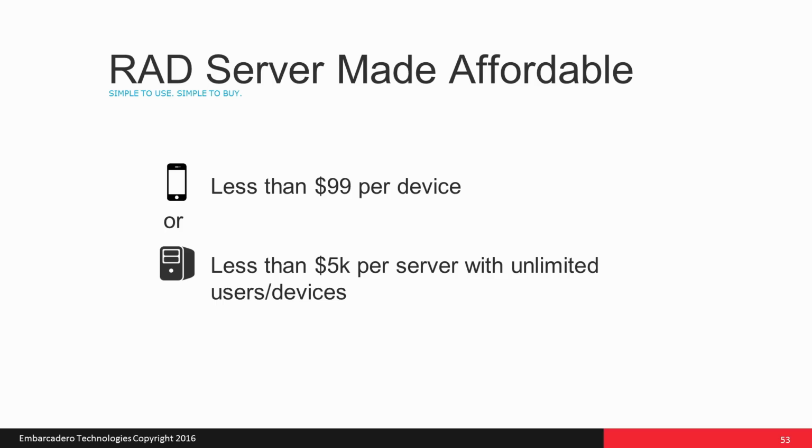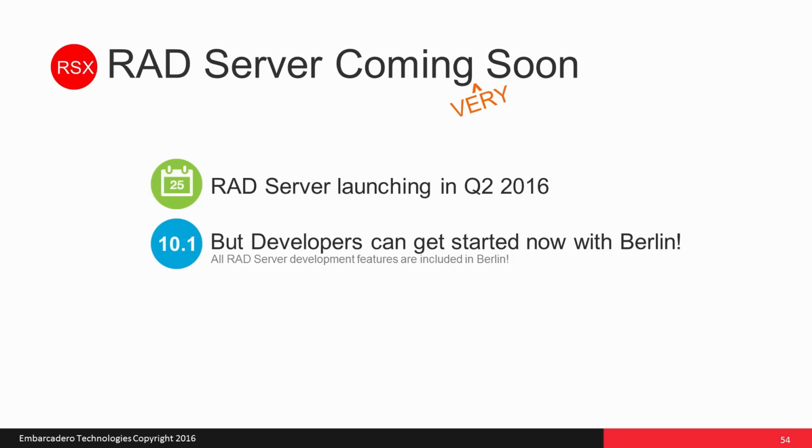a per device license, roughly $99 per device, or less than $99 per device, but also offer an unlimited server, full featured, with unlimited users, unlimited devices, unlimited API calls, either self-hosted or cloud-hosted, and the license for that is expected to be less than $5,000. So that's the planning in terms of pricing. Nothing is official as of today. This is just a sneak peek of this RAD Server technology that we plan to introduce this quarter.